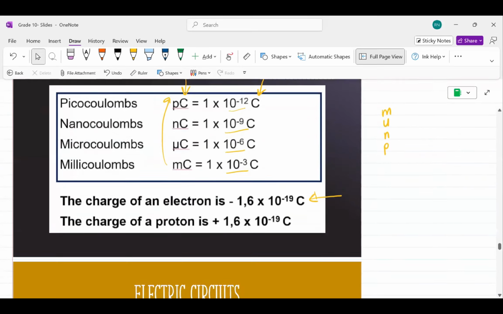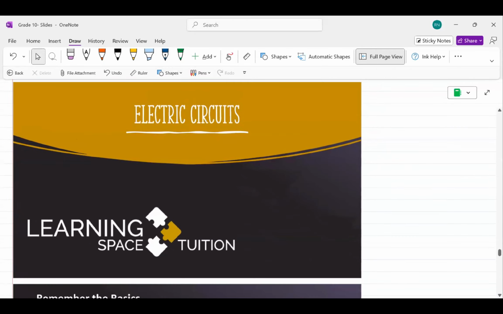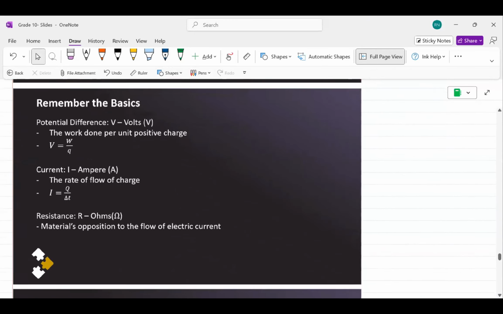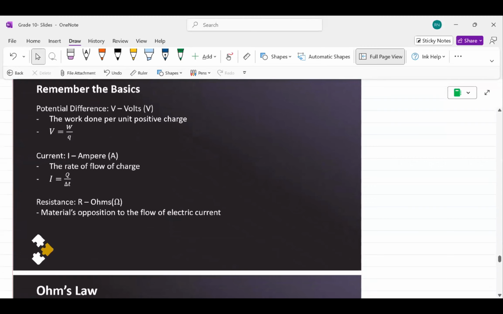Okay, and so now finally the electric circuits, my favorite. This one we're going to really speed through because we've been doing it for a while now. We first start off with potential difference, and that's just a definition we need to know: work done per unit positive charge.